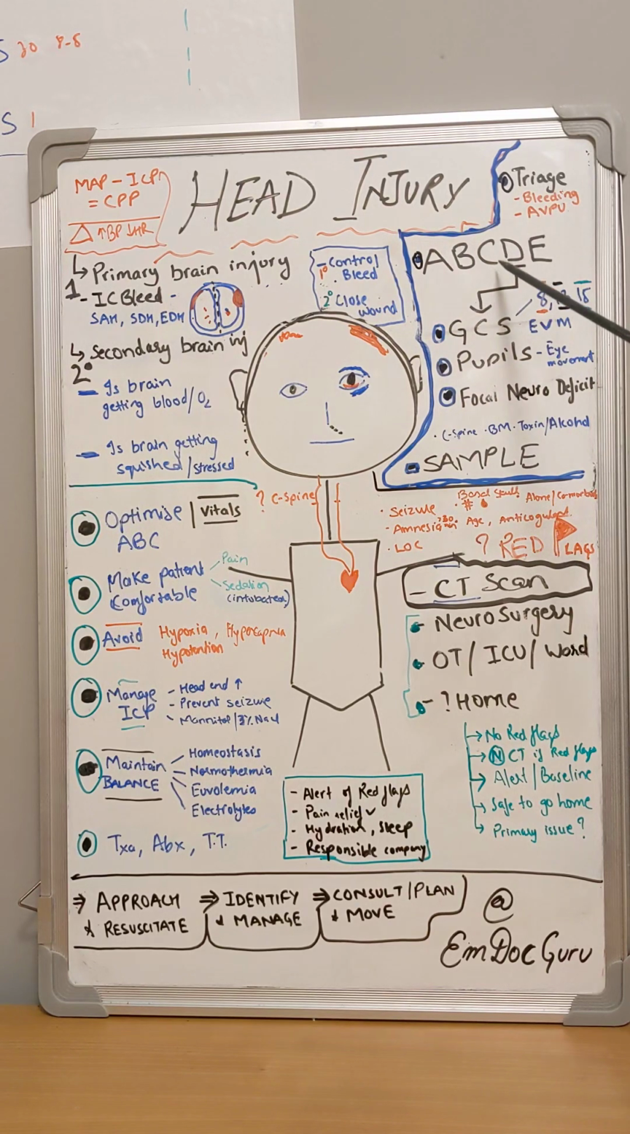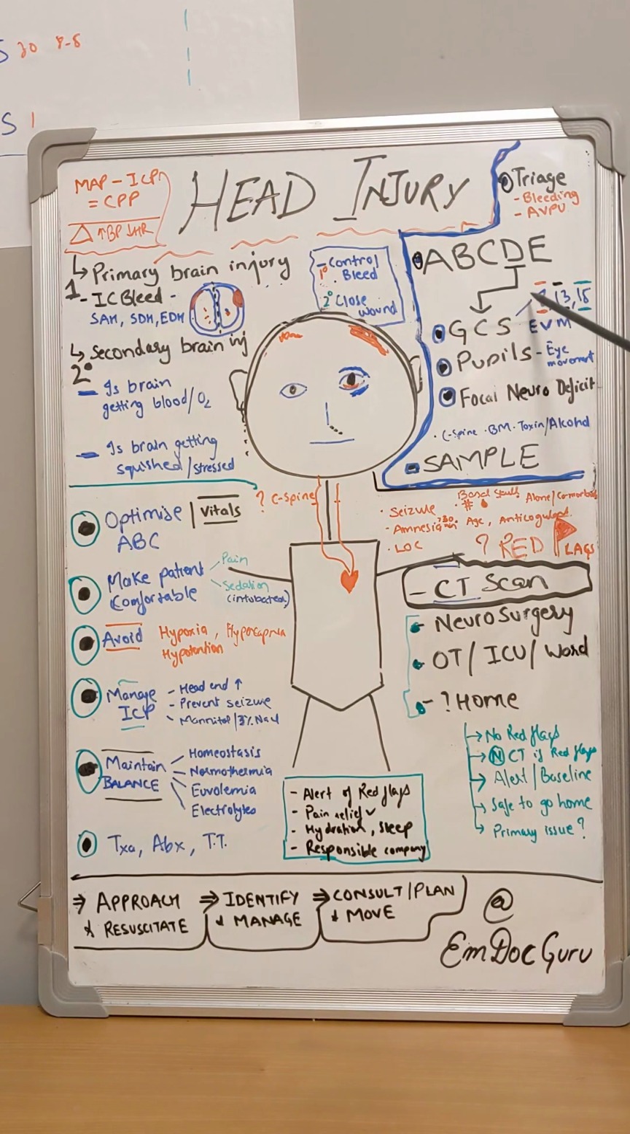Then when you move on to D, which is the disability check, the three most key things that you should check in every patient are, first, their GCS, which is scored from 3 to 15, checking for eye response, their vocal response, and their motor response.